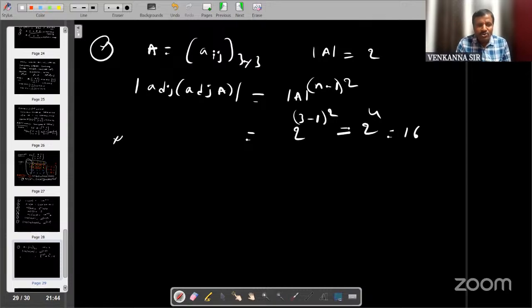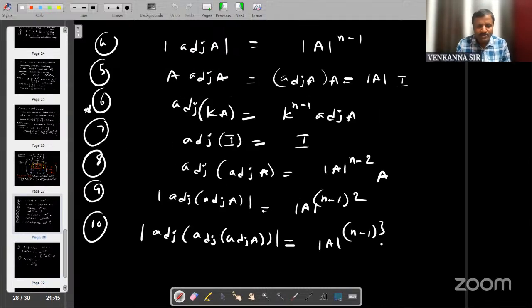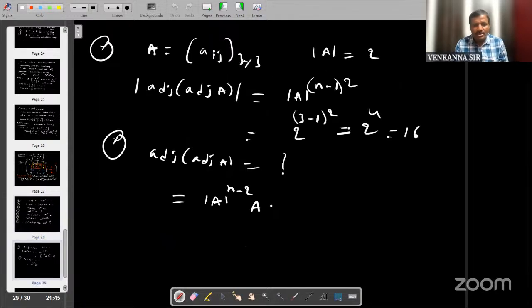For the same question, sometimes they will ask the adjoint of adjoint A. What is the formula here? Determinant of A to the power of n minus 2 into A. What is the logic we have to apply here? Determinant of A to the power of n minus 2 into A. All of you observe this property: adjoint of adjoint A is determinant of A to the power of n minus 2 into A. What is the answer here?